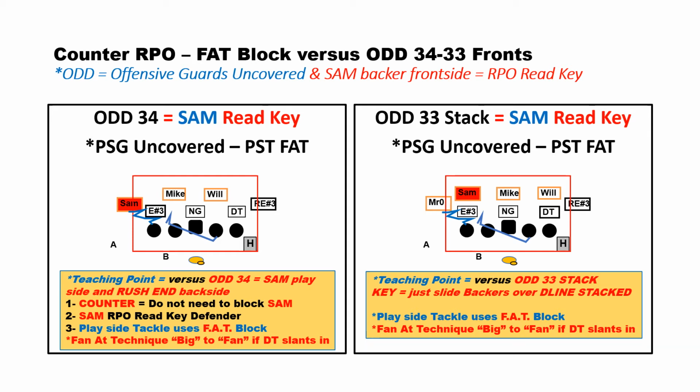If that defensive end slants down inside, then he's just going to go ahead and fan at the Sam backer and let the pulling right guard go ahead and kick or trap block that defensive end.